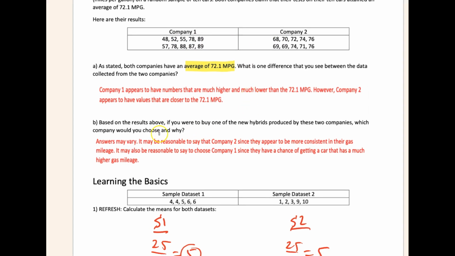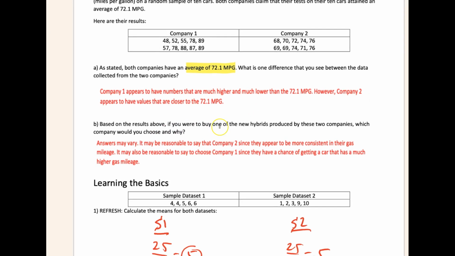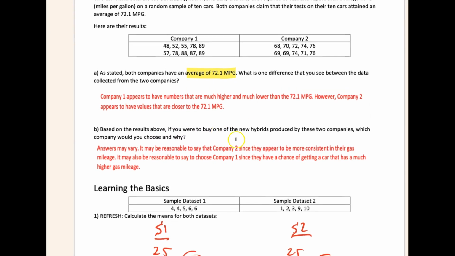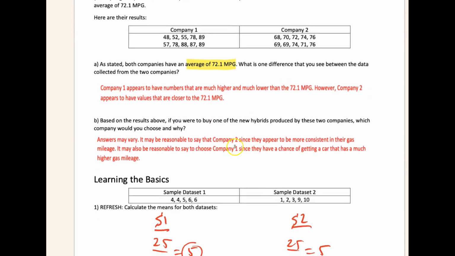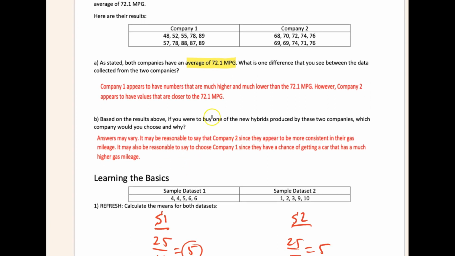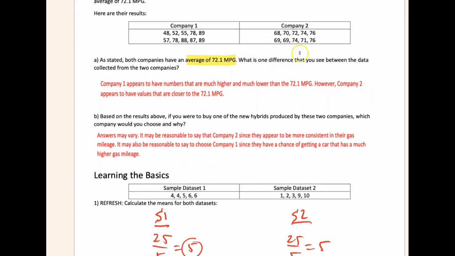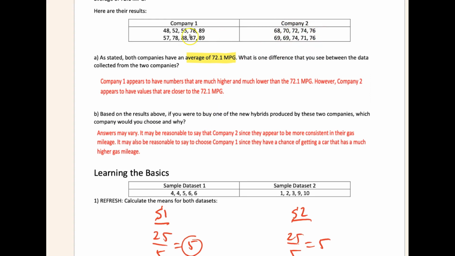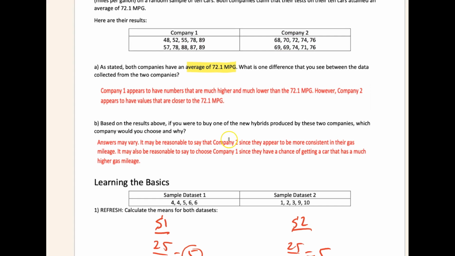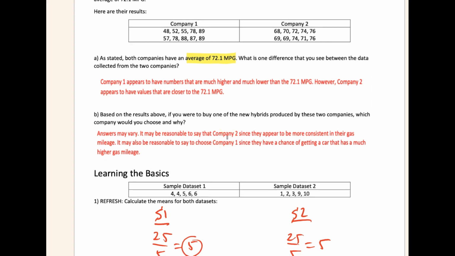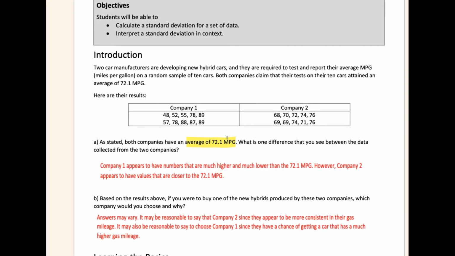And so based on this question here, if you were to buy one of the new hybrids produced by these two companies, which company would you choose? And again, the answers would vary here, meaning you have different reasons. But company two has more consistency. Company one has some cars that do higher numbers. So it'd be your choice which one. Some people want a consistent choice and would go with company two, or they would take a chance on getting a higher amount, but you could also get a lower amount. So that's the idea of measure of spread.